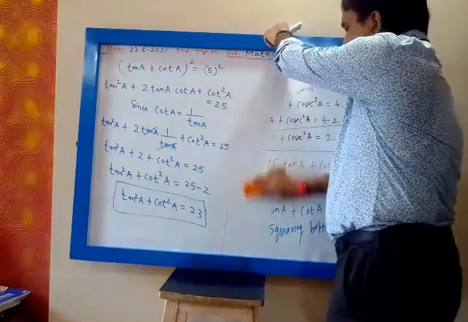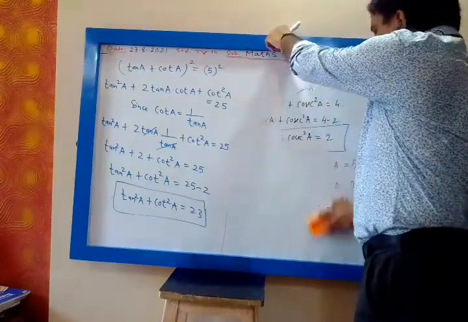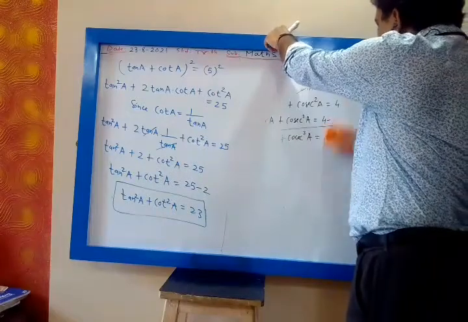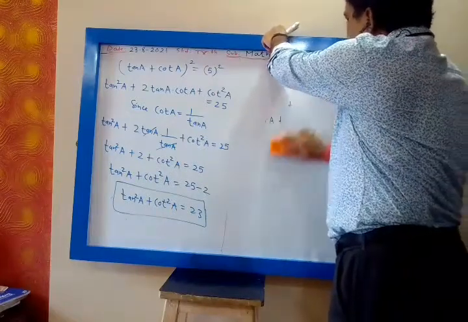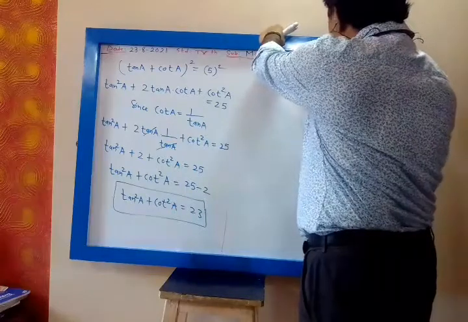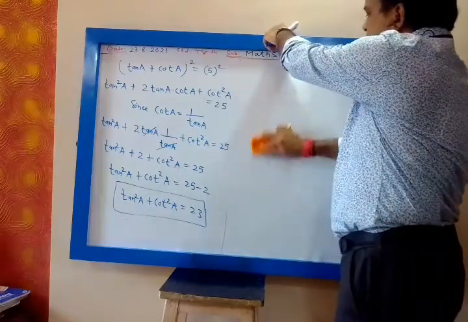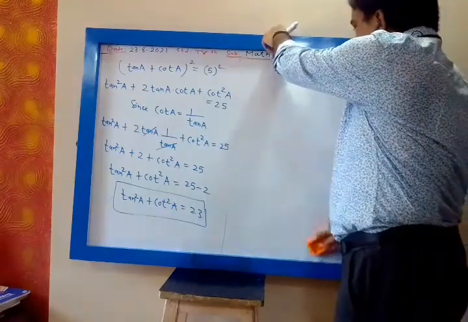12th one. Whenever sin theta and cos theta are given, you try to obtain tan theta. What is tan theta? Yes, sin theta upon cos theta.